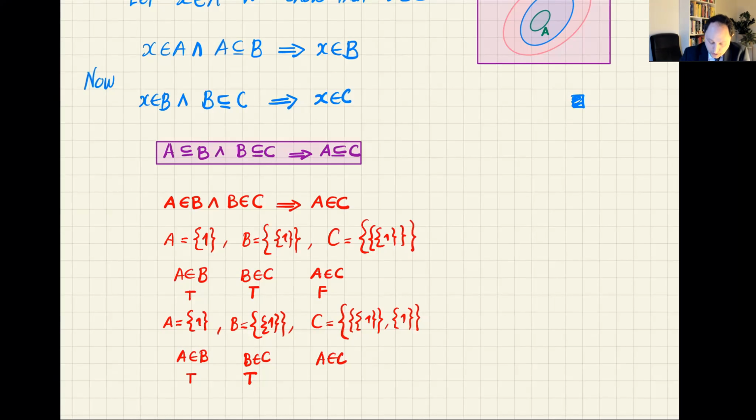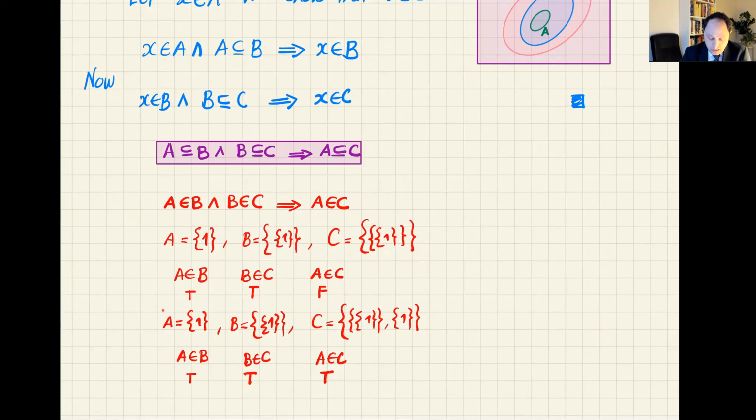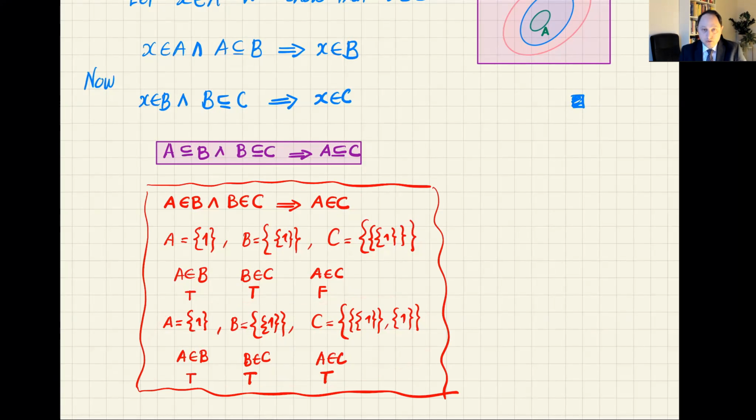True. True again. So you see, when I say that this is not correct, it means that I can cook up an example for which this is not true. But it doesn't necessarily mean that it's always false, because at least I cook up an example for which this was right. So let me just put this in a box, but I just want to draw your attention again to this. Don't get confused between this relation of being subset and the relation of being belonged to, okay?